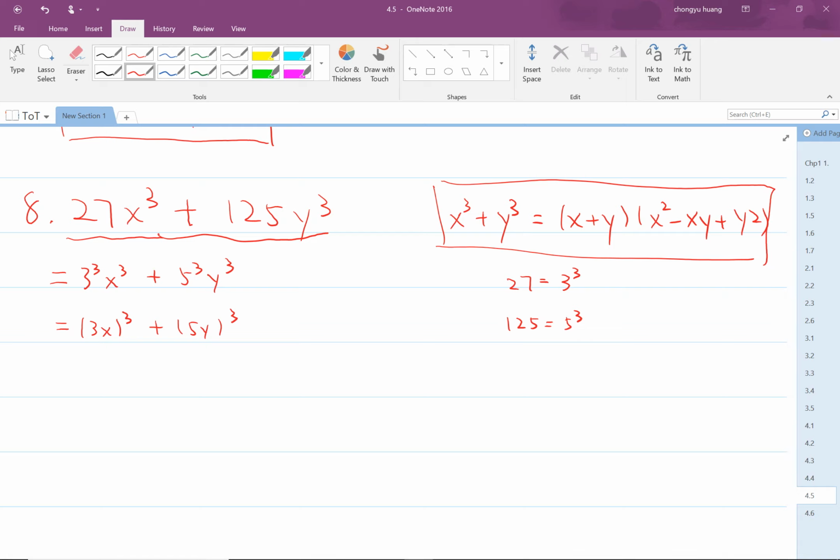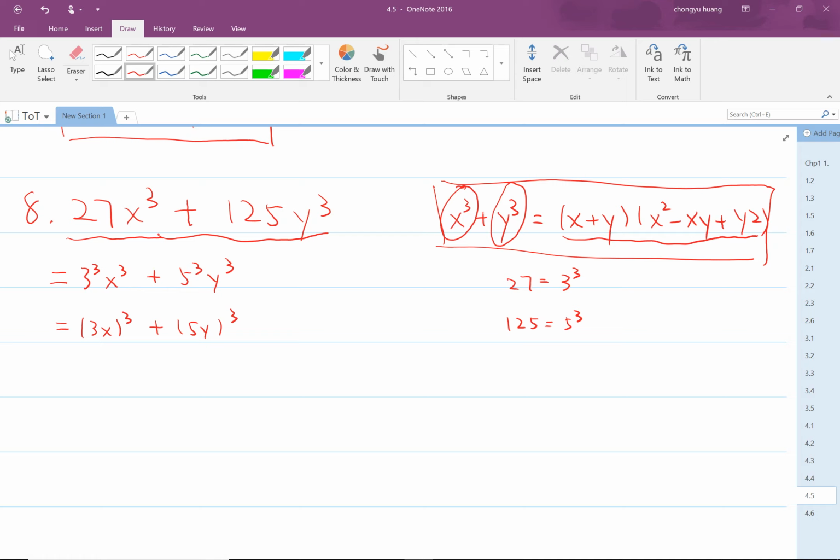You may ask me why we want to put those things into brackets. Because what we have over here is x to the power 3, and what we have over here is y to the power 3. You want to make sure you find the right x and the right y, and then you just plug them in. That's all you have to do.